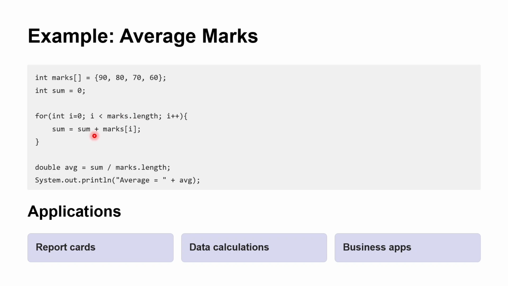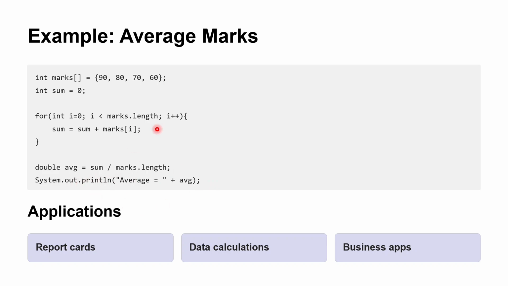See, sum is being added with every element, like marks[i], first time 0, second time 1, third time 2. In this way we get the sum of all the elements of this array. We know the formula for the average: total sum divided by the number of marks. In this way we can get the average and print it.